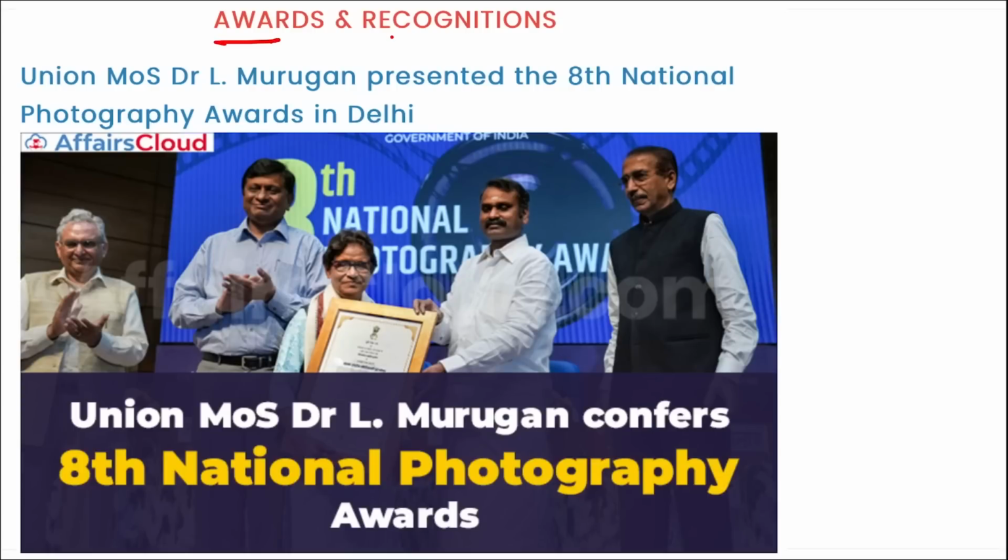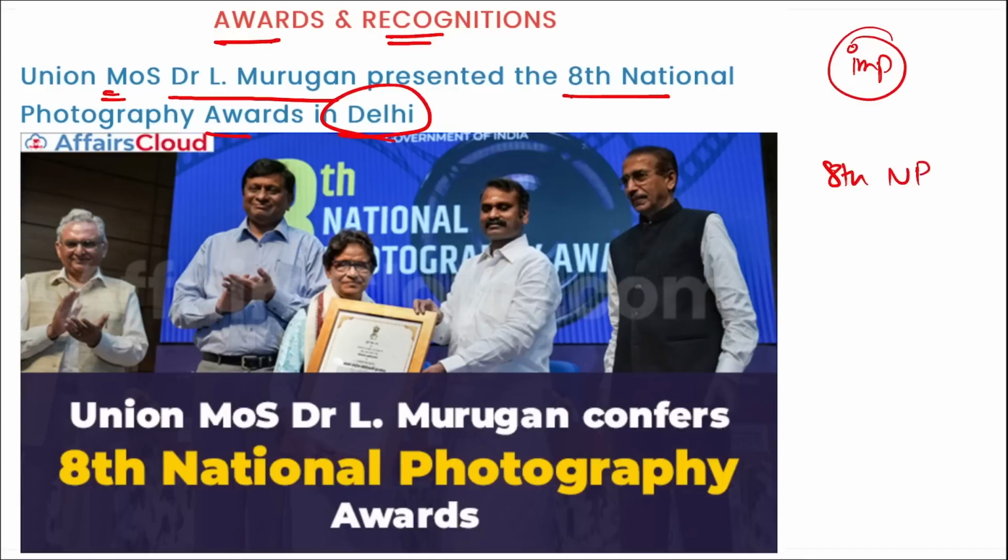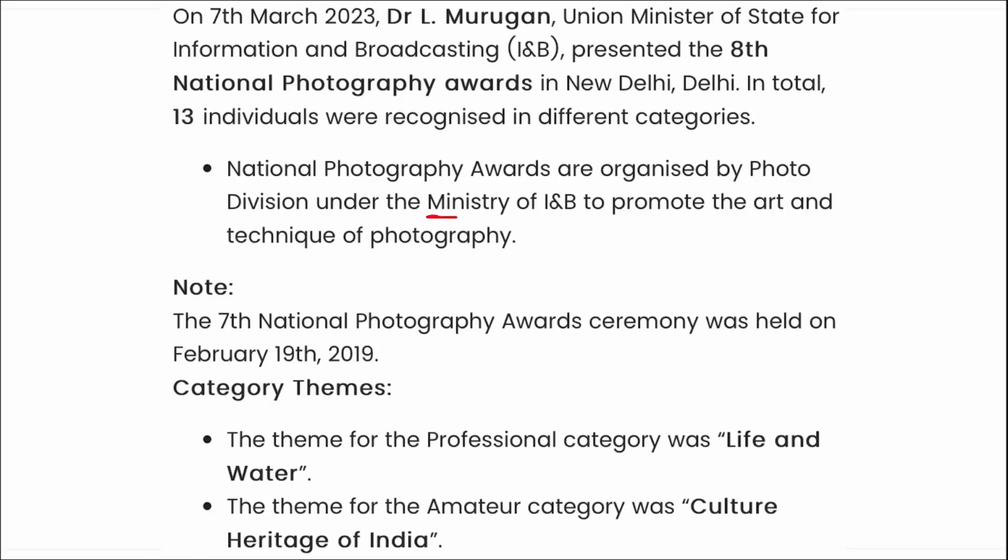Next we are talking about awards and recognitions. Our Union Minister of State Dr. L. Murugan has presented the 8th National Photography Awards in Delhi. Important. We are talking about the photography awards. All right. So, 8th edition of the National Photography Awards were recently presented by Dr. L. Murugan, as you can see him in the picture, and he is the Union Minister of State for Information and Broadcasting. In total, 13 individuals were recognized in different categories, and the National Photography Awards are organized by Photo Division under the Ministry of Information and Broadcasting to promote the art and technique of photography.